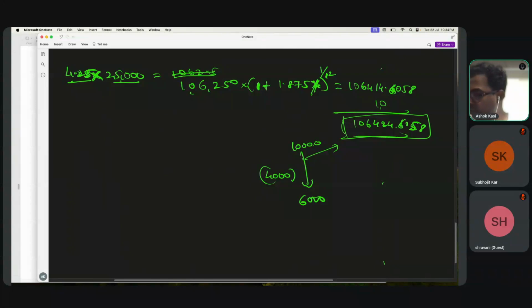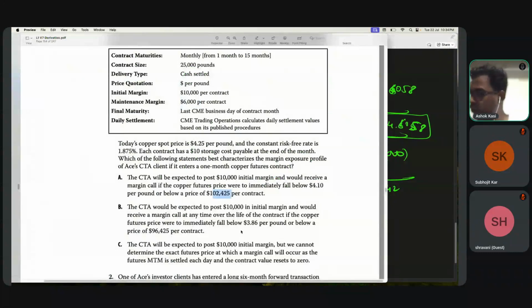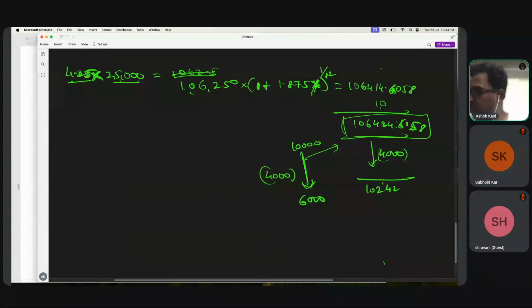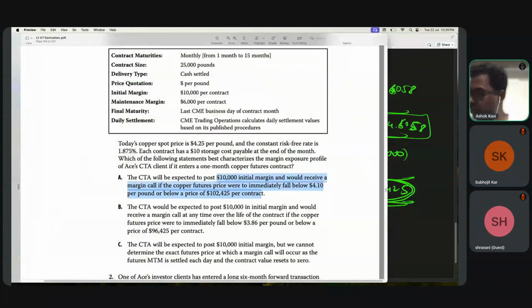So if it is coming down by 4,000 here, it will also come down by 4,000. So 102, 424, somewhere, okay, 425. So I can round this up to 425. Once it hits this price, the margin money will come to 6,000 and you will get a call. Yeah, that's it. This is the one.